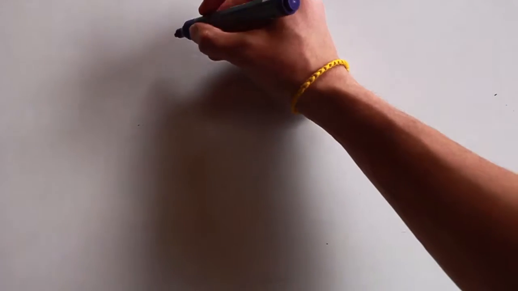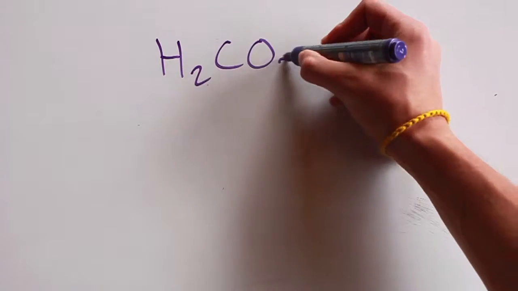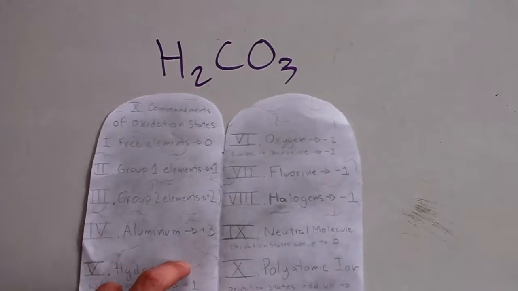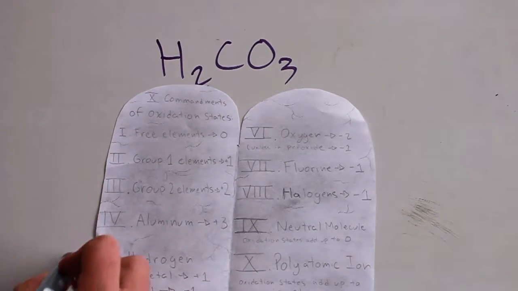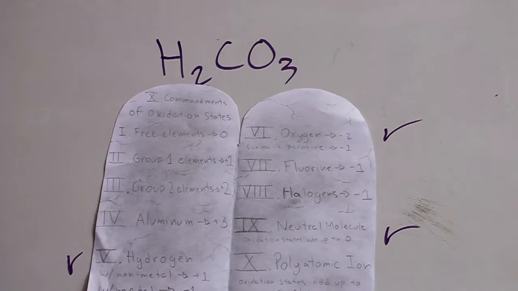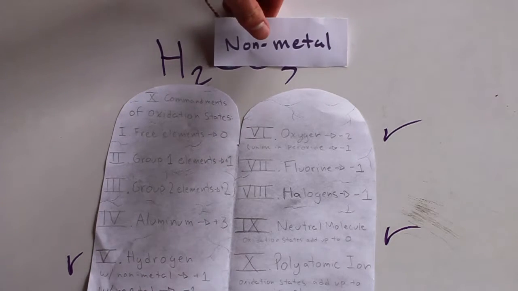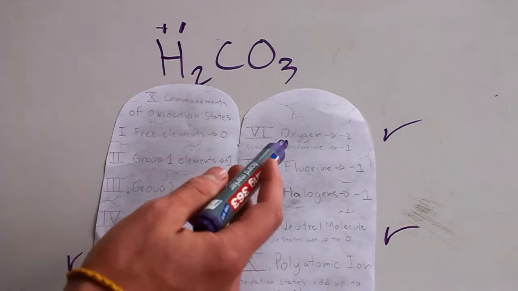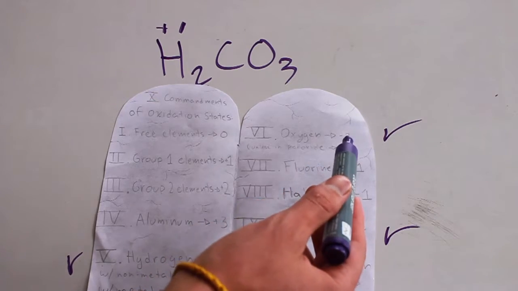First, how do you use the 10 commandments of oxidation states to determine the oxidation states of elements in a compound? Here's an example. The first step you have to take is look at the 10 commandments and determine which rules apply. In this case, rule number 5, rule number 6, and rule number 9 apply. Rule number 5 tells us that when hydrogen is bonded with a non-metal, its oxidation state will be +1. And rule number 6 tells us that oxygen will always have an oxidation state of -2.